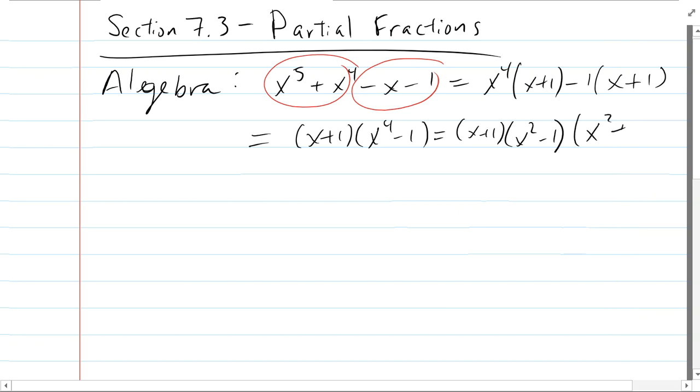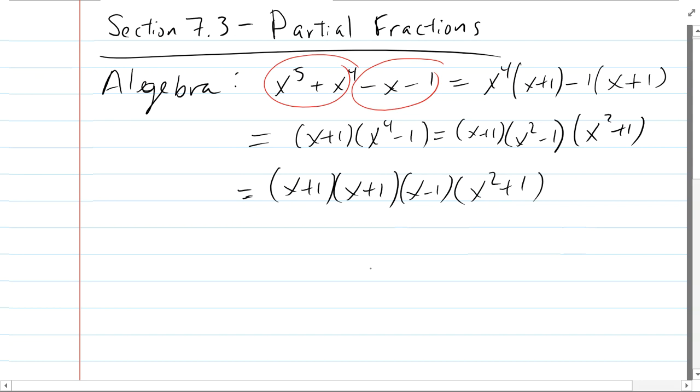x squared plus 1, you can't factor, but that you can keep factoring. Get x plus 1 times x plus 1 times x minus 1 times x squared plus 1, right? Which means it ends up being x plus 1 squared times x minus 1 times x squared plus 1.